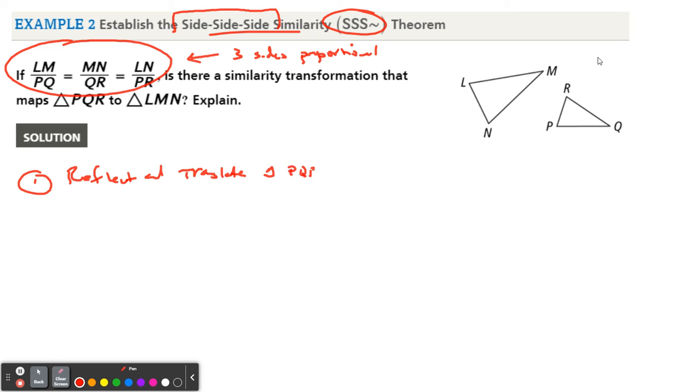Triangle PQR, so that we want P prime to equal L. So we're going to flip P up and then slide it so that P prime is where L is. And what that means is R is going to come down here and R is going to line up on LN. So that would be R prime. And Q is going to flip up and Q is going to line up on PM. And there will be the reflected and translated triangle.